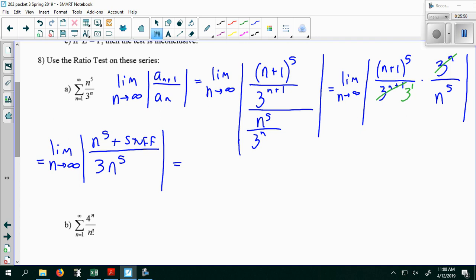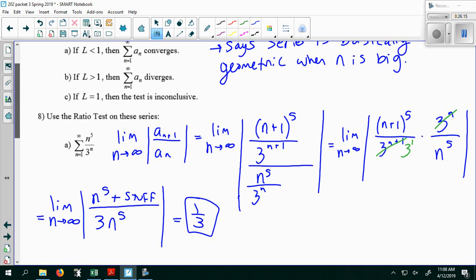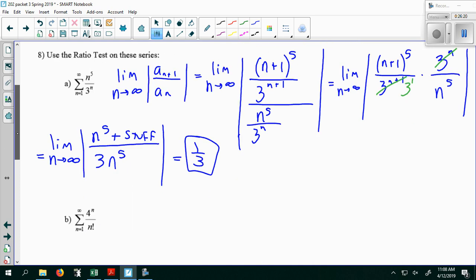So now I'm taking the limit as n goes to infinity of a rational function. The degree of the numerator and the denominator are the same, which means that the limit is the ratio of the leading coefficients. So it's going to be 1 over 3. Limit is 1 over 3. What does the ratio test tell me if my limit is 1/3? It converges. The limit is less than 1. That means my sum converges.